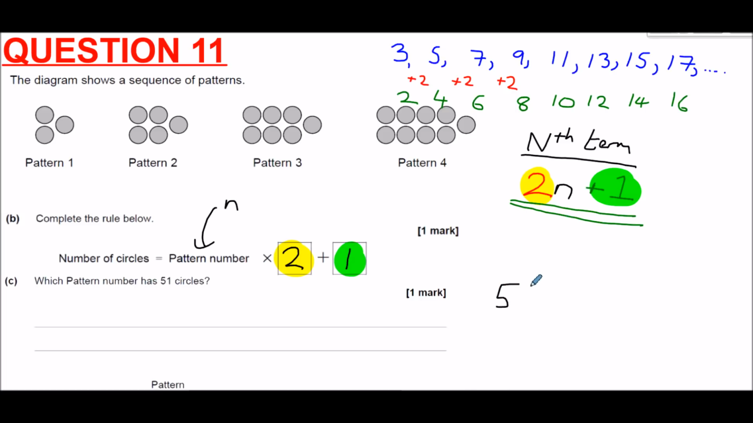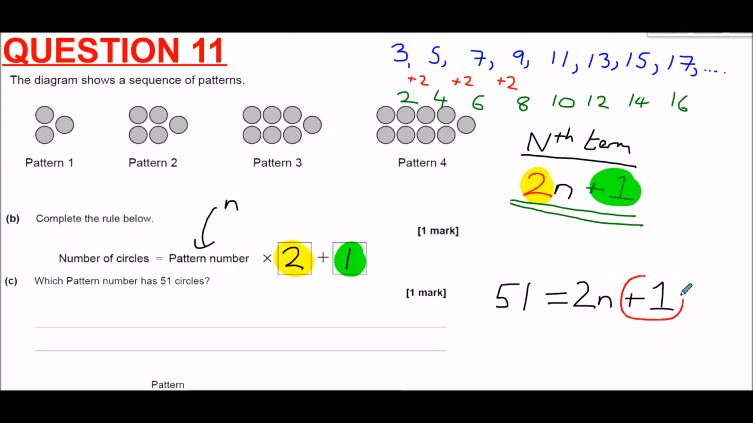And so 51 equals, I'll call it pattern number n. Pattern number equals 2n plus 1. Now we have an equation to solve. So 51 equals 2n plus 1. We need to work out what n would equal so that the pattern number is 51 circles in it.